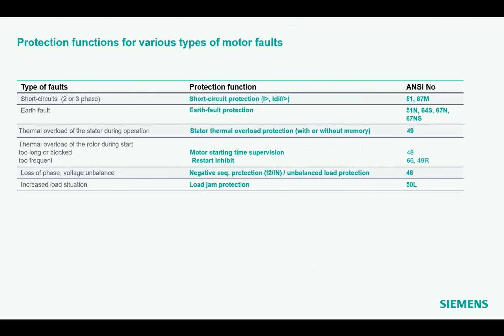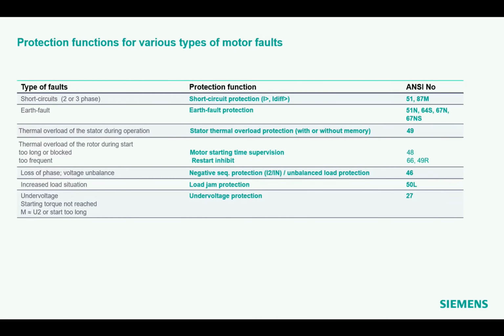Okay, increased load situation. So you have a working machine and something blocks in there, and then suddenly the load current jumps up. For this, we have a so-called load jump protection, which is basically an overcurrent protection function. Then undervoltage protection for the situation when the voltage is too low, just to prevent a too long start. If I know I cannot start up, then I can stop that right at the beginning.